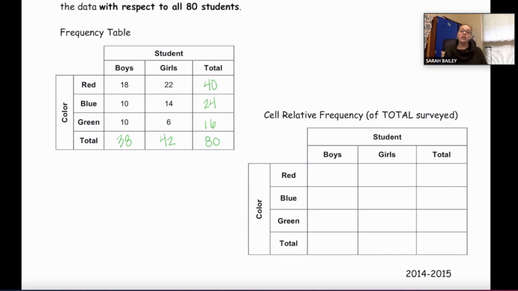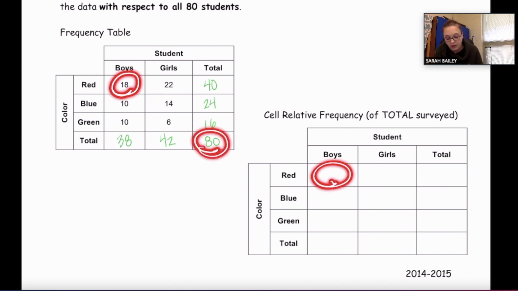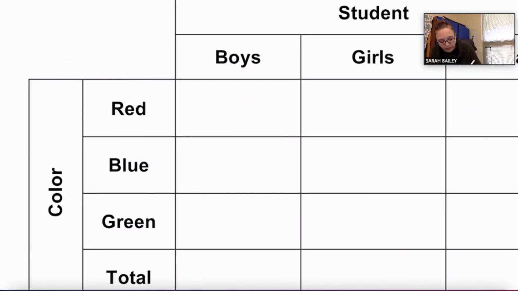Now we're going to do our cell relative frequency based on the total number surveyed. So the total number of students surveyed was 80. So I'm going to look here. First I'm going to look at boys that said they liked red. And so that's 18. So in this spot, I'm going to write 18 out of 80. I'm just going to write it small right now. That's not the final answer, okay? But I'm just going to fill that part in.